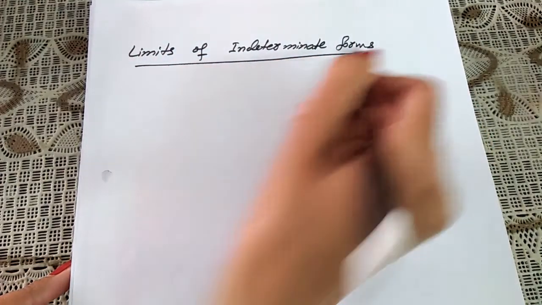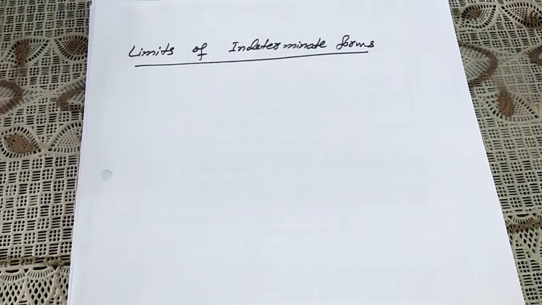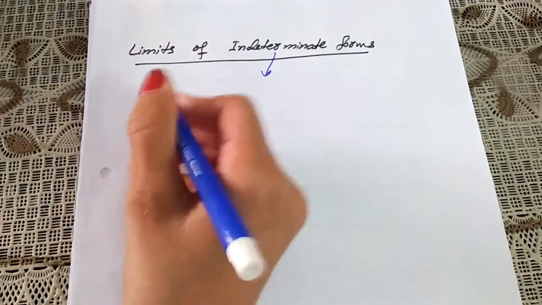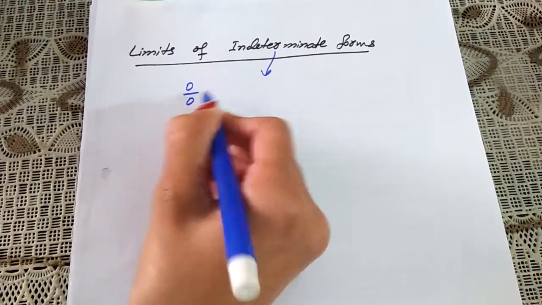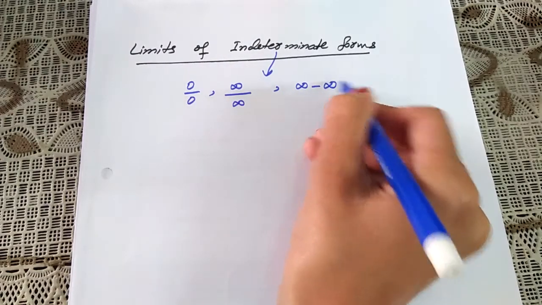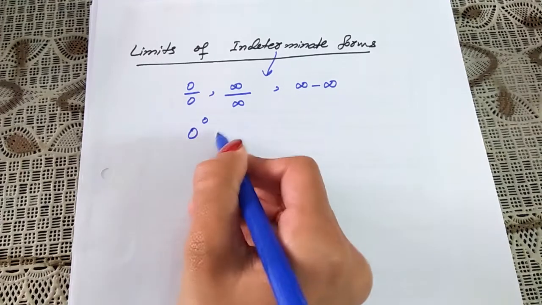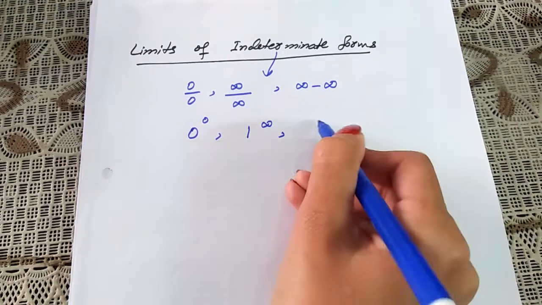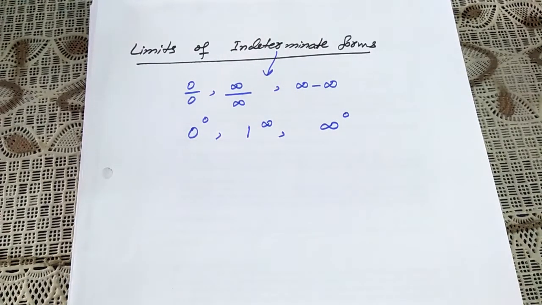This exercise basically depends upon the limits of indeterminate forms. In this exercise, we have to calculate the limits of some functions, and those limits are applied on indeterminate forms. Now we must know what indeterminate forms are. Some examples of indeterminate forms are 0 over 0, infinity over infinity, infinity minus infinity, 0 raised to power 0, 1 raised to power infinity, and infinity raised to power 0.